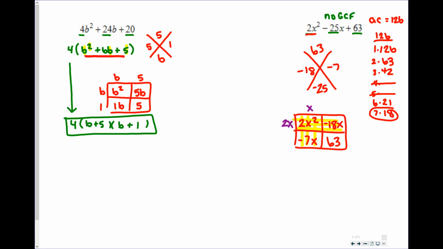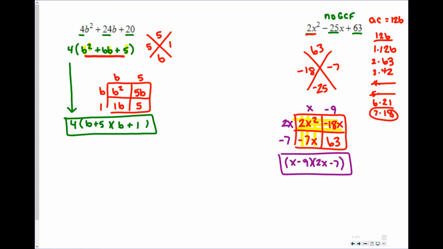Now I'm going to work backwards. I know this has to be negative 9, because 9 times 2 is negative 18. And I know this has to be negative 7. Okay. Now I'm going to write my final answer. I don't have a GCF, so nothing goes in front, and I get 2x minus 7 as my final answer. Put a box around it.